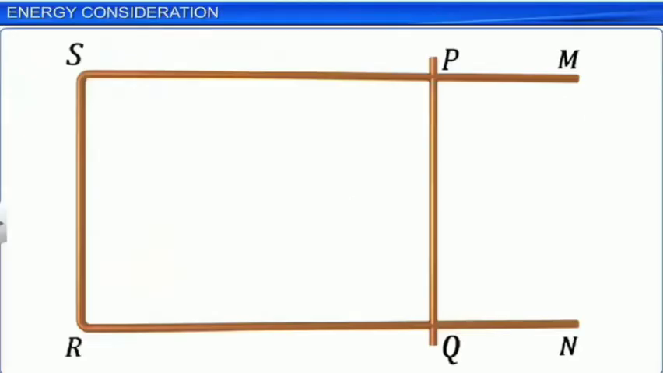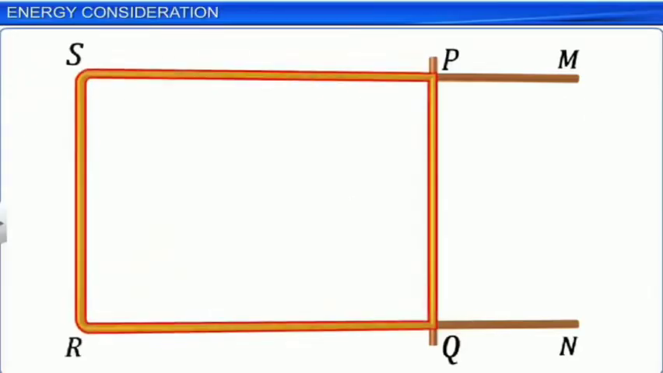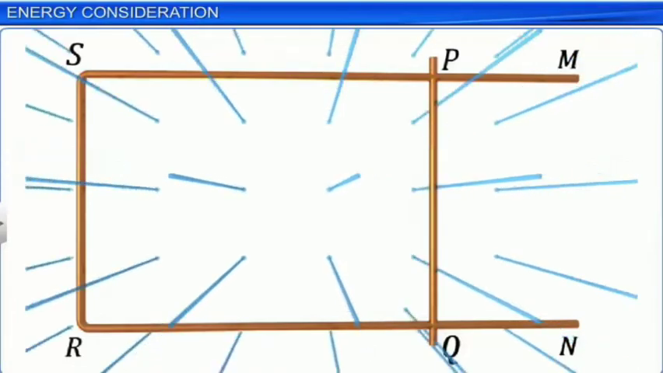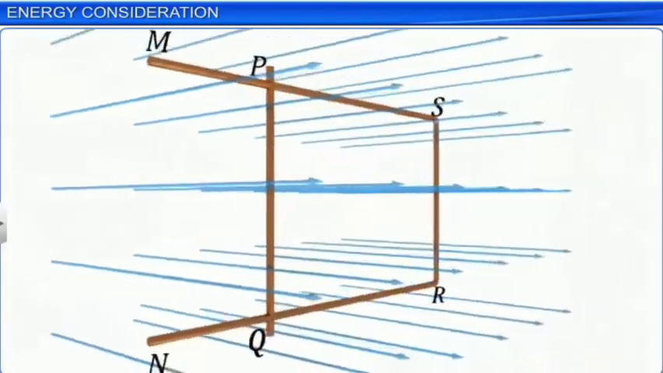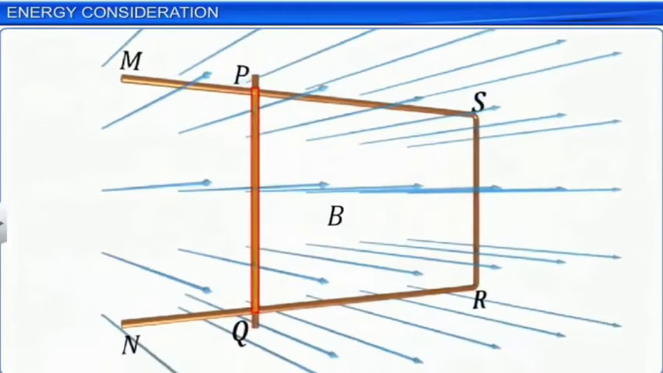Consider a rectangular conducting loop PQRS placed in a uniform magnetic field of strength B. The arm PQ of the loop can be slid over its arms PS and QR. Arms PS and QR of the loop are part of the rails SM and RN connected to SR. The length of SR is L.